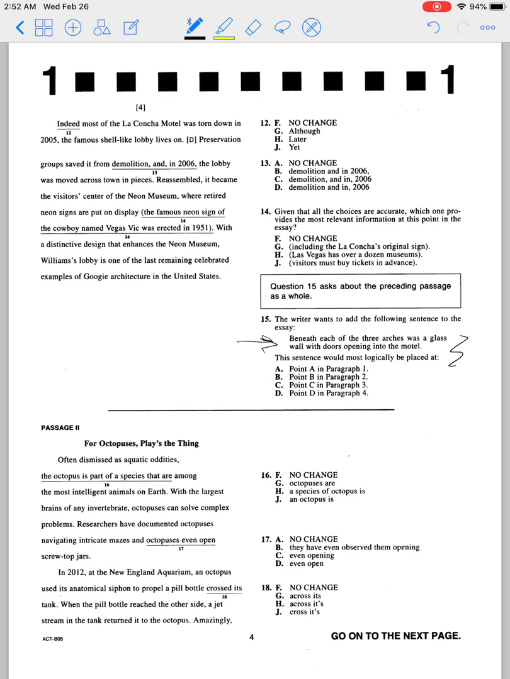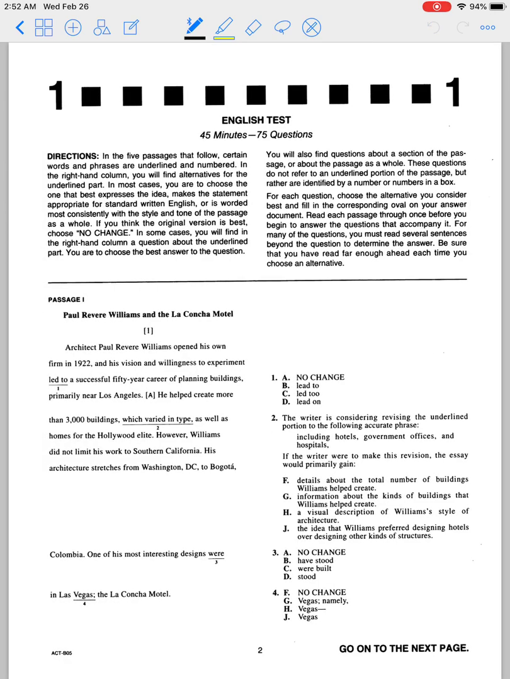So beneath each of the three arches was a glass wall with doors opening into the motel. For this, we are going to be on the lookout for the part that brings up the arches, right? The part that's going to talk about a glass wall, doors opening into the motel. So our options are point A in paragraph 1, B in paragraph 2, C in paragraph 3, or D in paragraph 4. So what we want to do is go back and reread these parts.